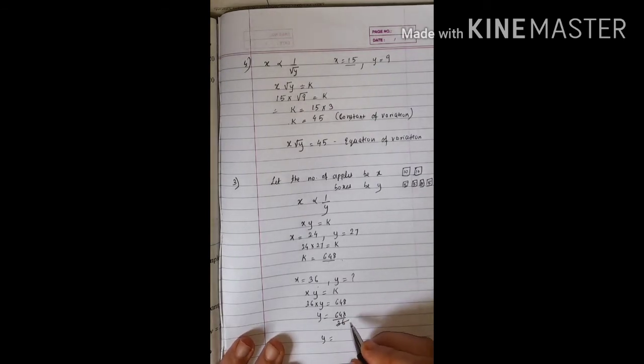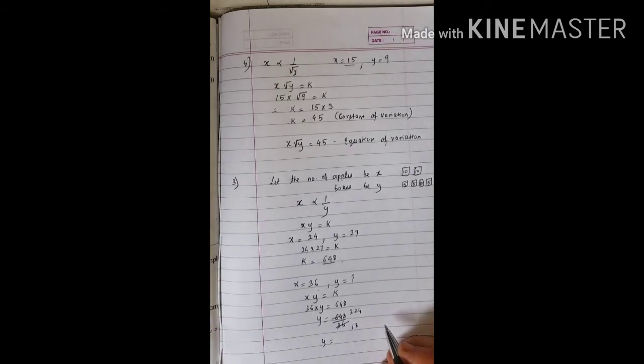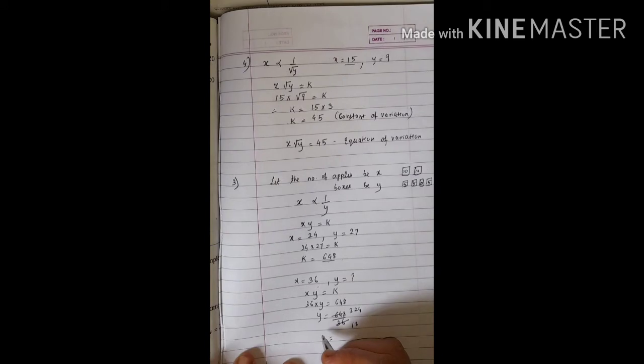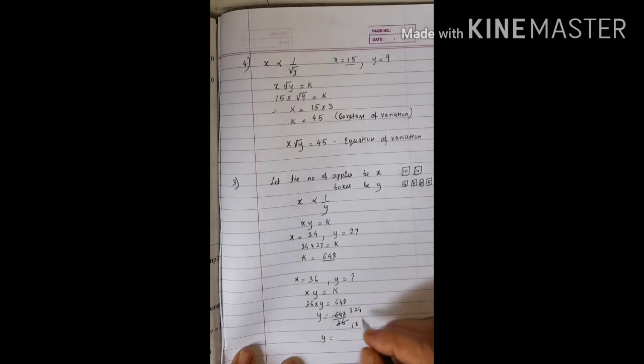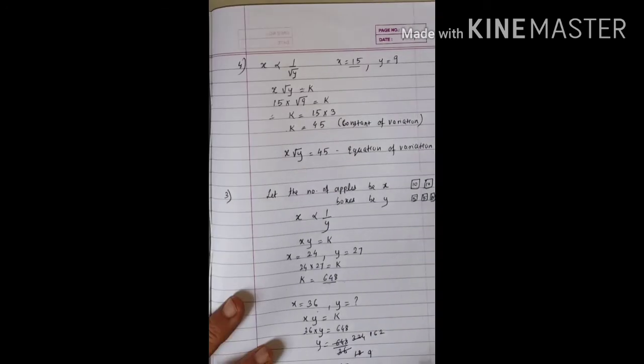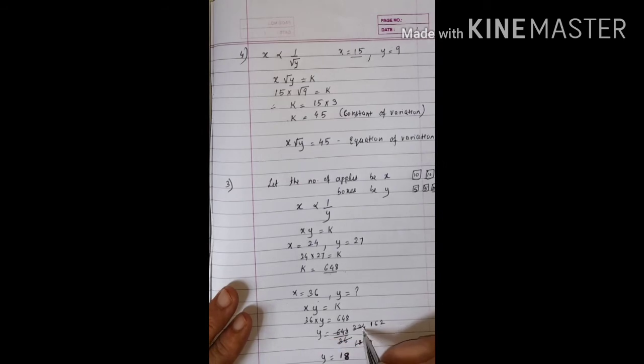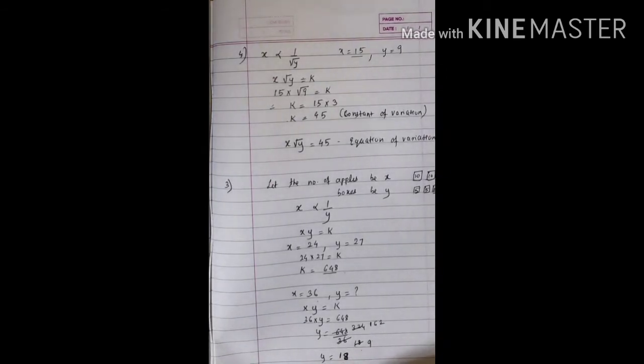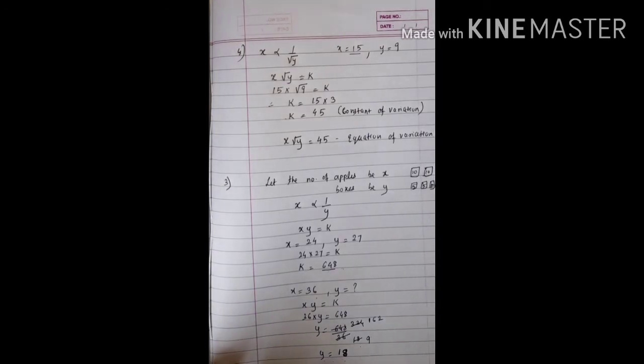If you want, you can reduce this. 2 18s are 36, 2 3s are 6, 2 2s are 4, 2 4s are 8. Okay, finally we will just reduce this further. 2 9s are 18, 2 1s are 2, 2 6s are 12. So when you divide 162 upon 9, we get the value of y as 18. Therefore, the number of boxes is 18. We write the number of boxes is equal to 18.